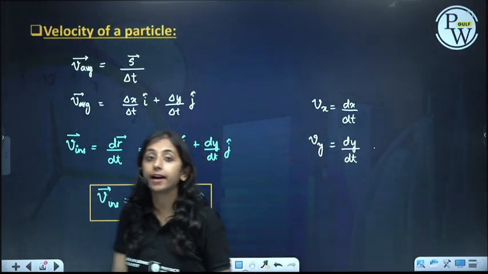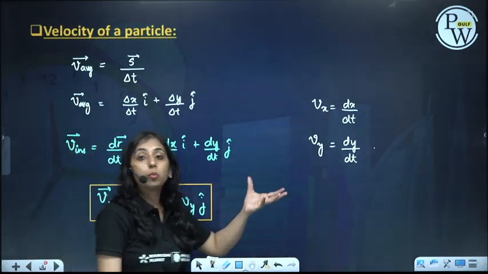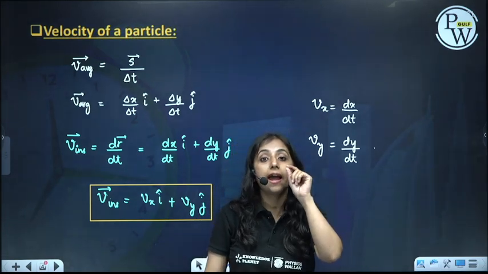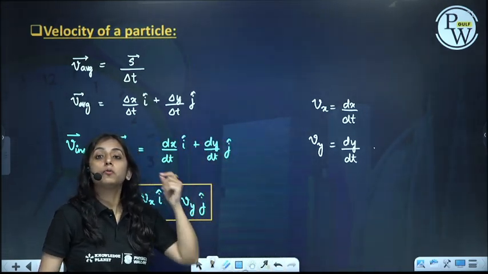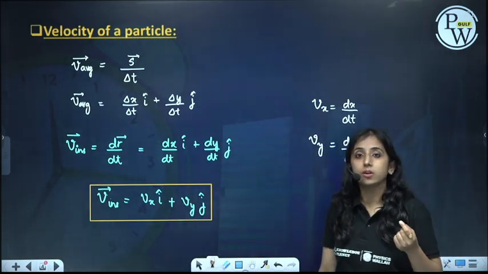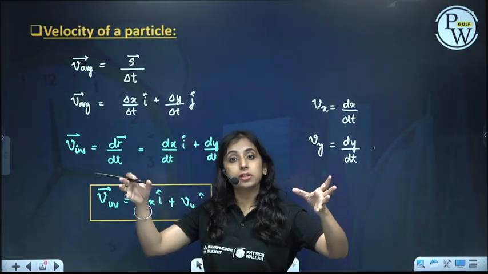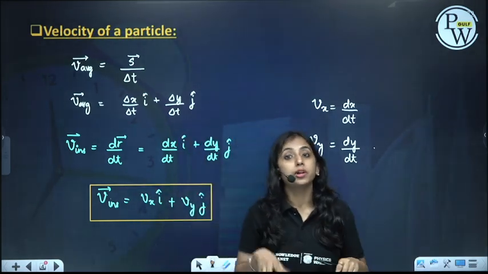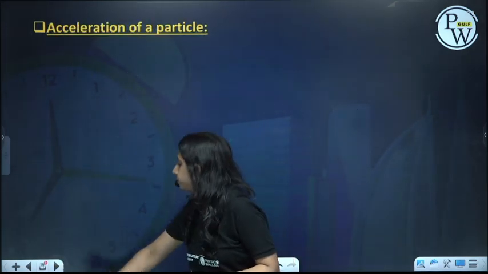Okay, Vx is equal to dx by dt. Velocity in x is equal to the rate of change of the x coordinate. Velocity in y will be equal to the rate of change of the y coordinate. This is how we define the velocity. It will also be a vector because the particle is moving in two dimensions. It has two components of velocity, one along x and the other along y.